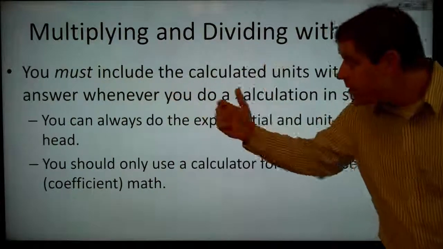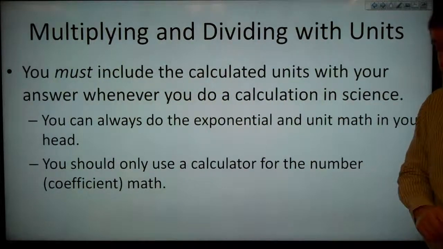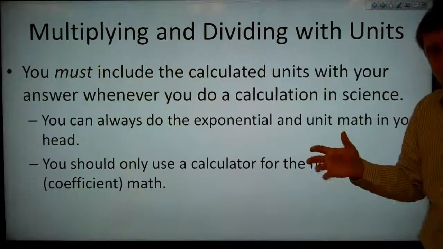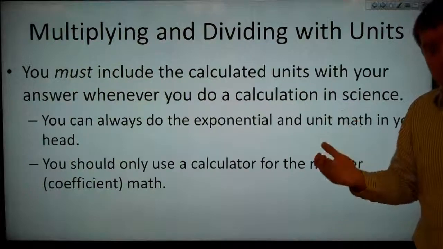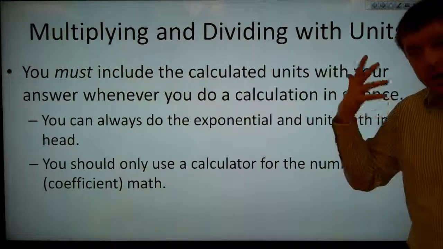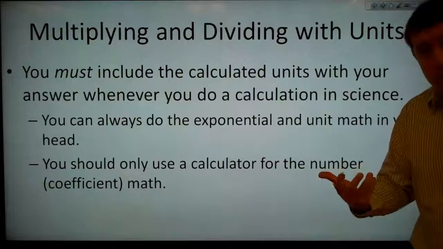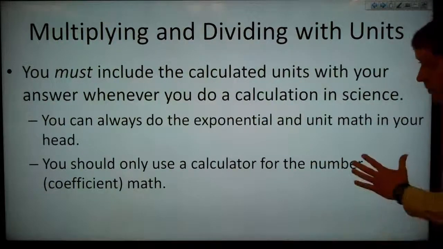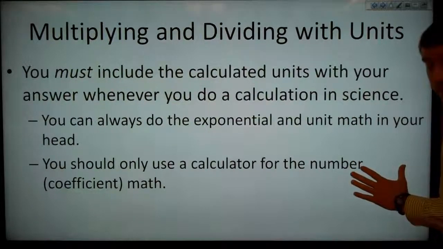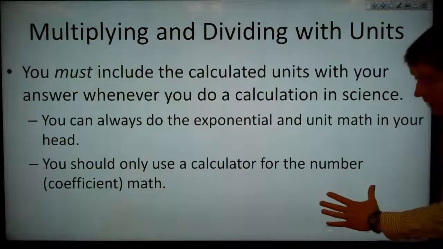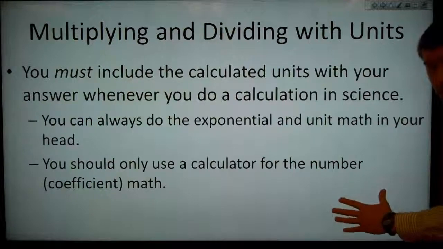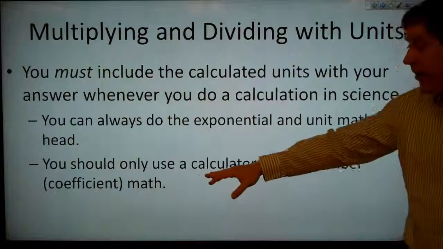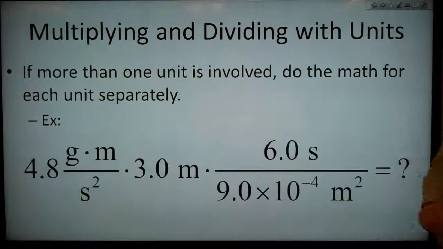So you must include the calculated units with your answer whenever you do a calculation in science. If you just write the number down without the units, you haven't finished the calculation. And your number then is meaningless because, again, the units are what give your number meaning. So you can always do the exponential and unit math in your head. You should only use a calculator for the number or coefficient math. You don't need a calculator for the unit math. You don't need a calculator for the exponential math.